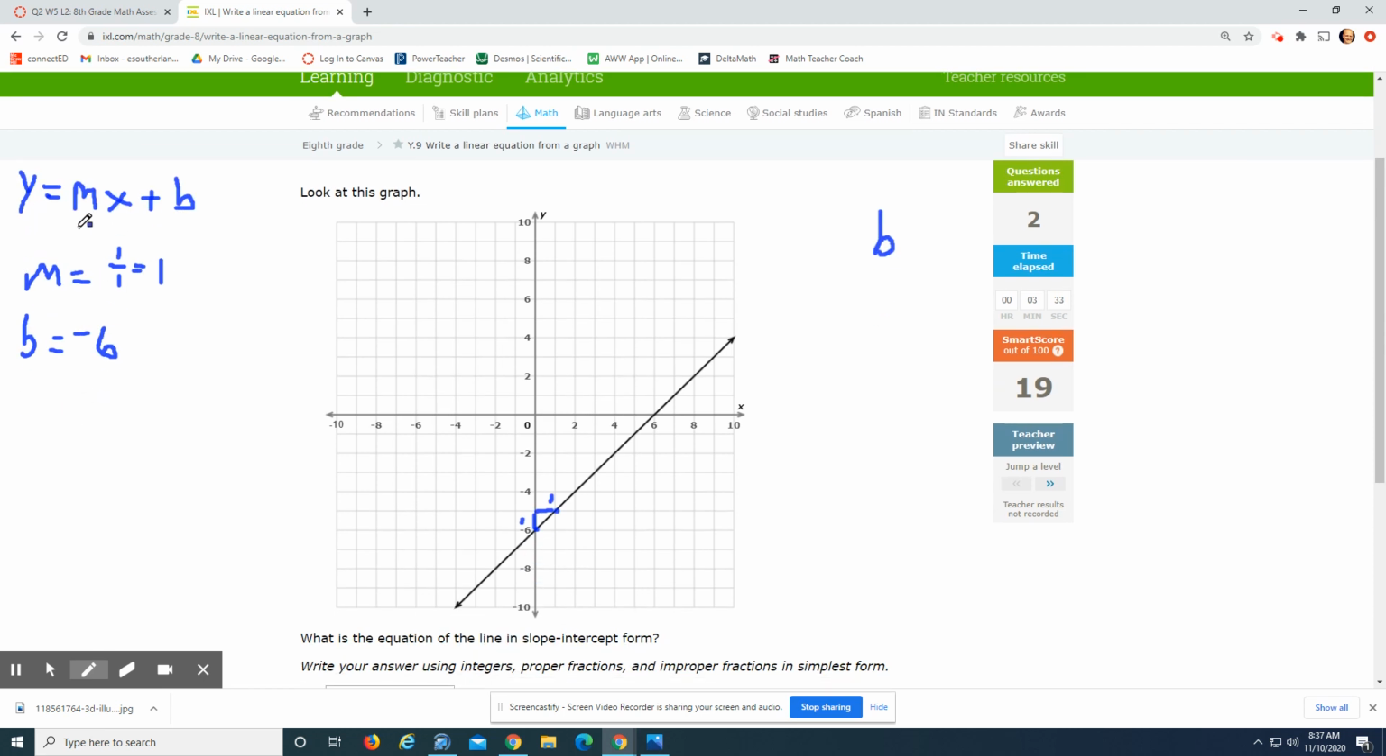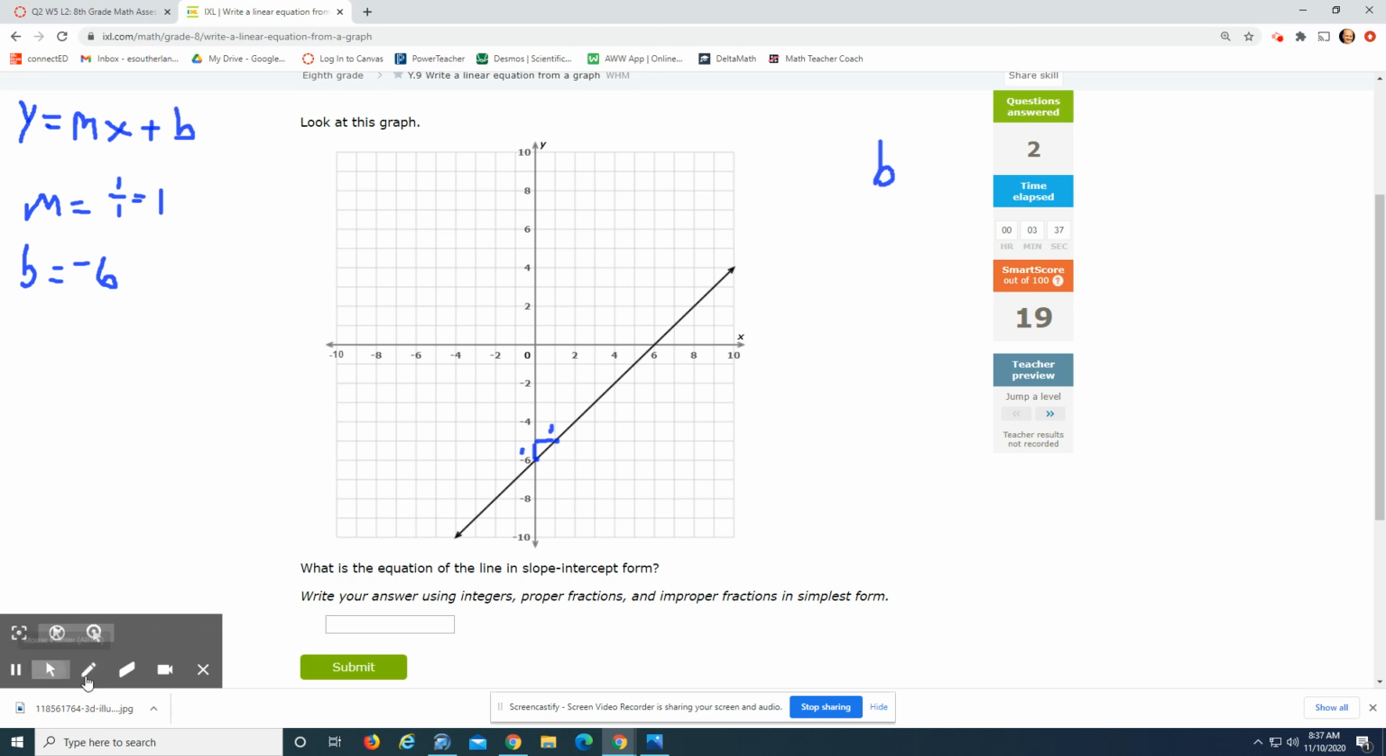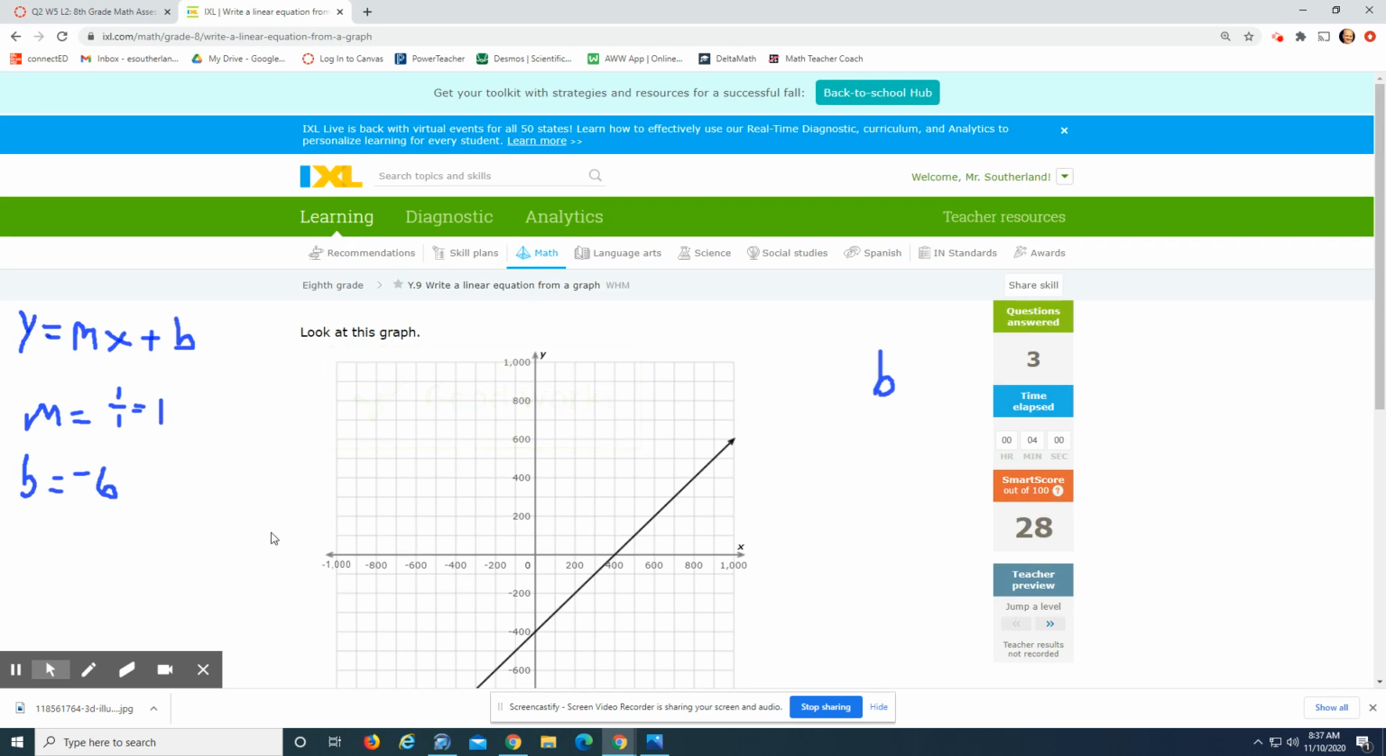Now, notice how it says y equals mx plus b. And so then when I go to type this in, I'm going to type in y equals 1x. And then here's the interesting part. I could put plus negative 6, but that means the same thing as minus 6. So I don't need the plus sign in there when that happens. You could put it in there. We'll see if it counts you right. And so it does count you right. So you're more than welcome to do that.